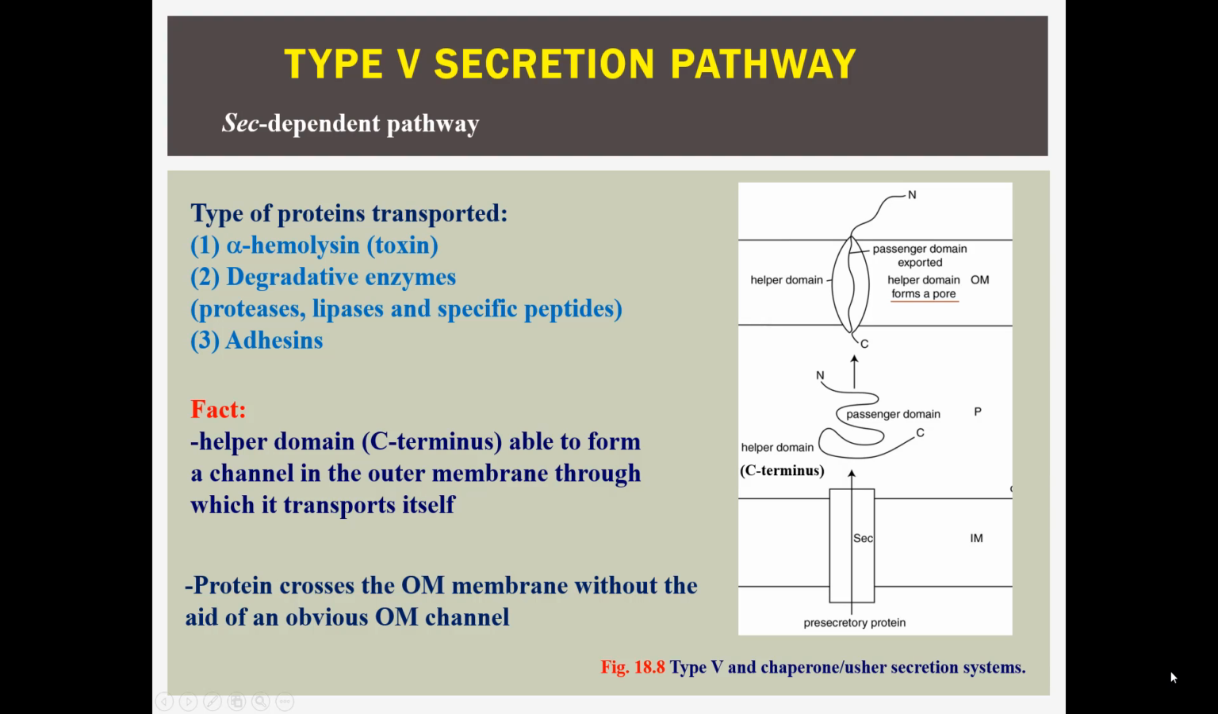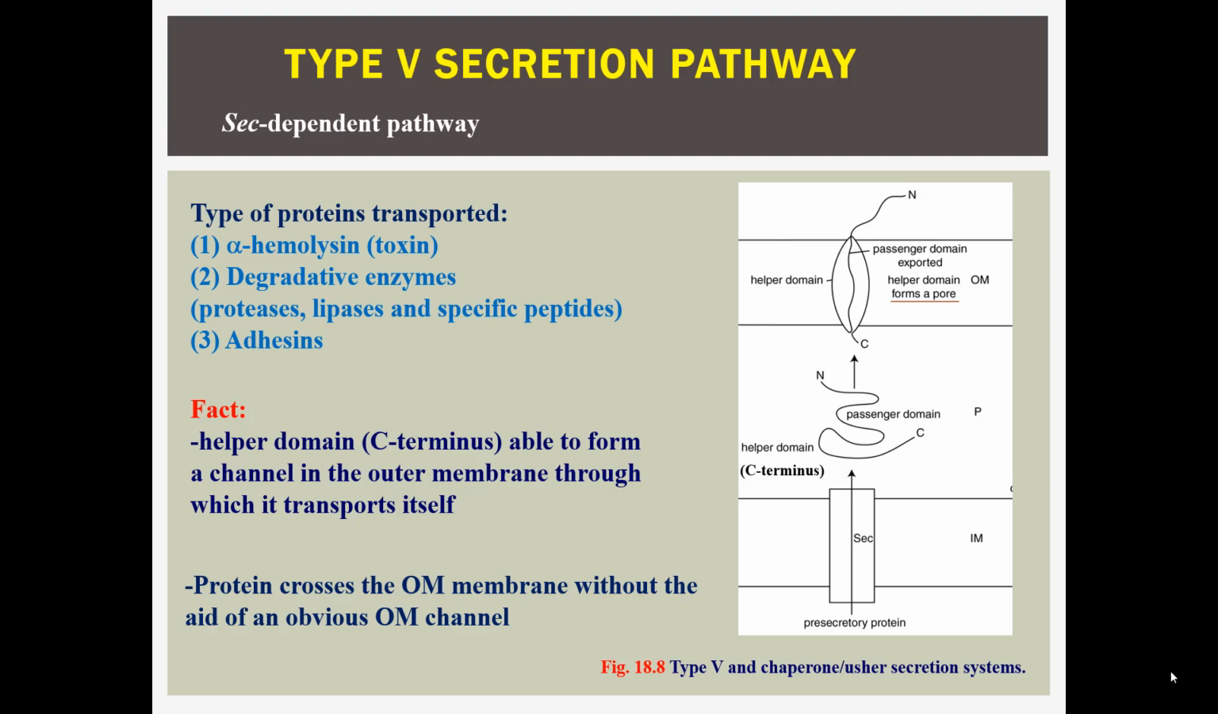So let's talk about the type 5 secretion pathway. The type 5 secretion pathway is structurally the simplest protein secretion system. It relies on the sec pathway to move proteins across the plasma membrane. The type 5 secretion pathway is also called the autotransport pathway because the proteins transport themselves across the outer membrane without the aid of an obvious secretion system. The secreted proteins, referred to as autotransporters, include proteases, toxins, and adhesins.